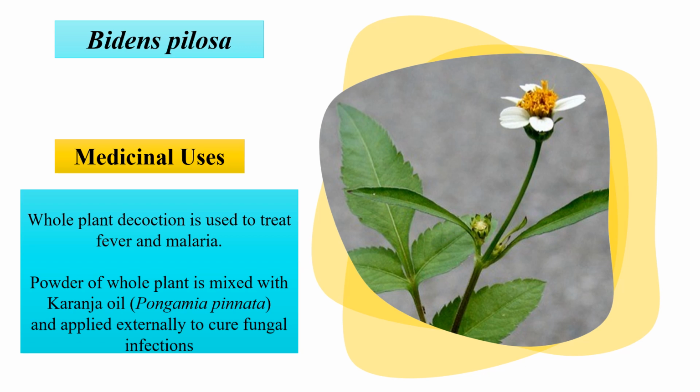So the whole plant decoction of this plant is used to treat fever and malaria, and the powder of the whole plant is mixed with karanja oil. Karanja oil is the Pongamia pinnata oil. The whole plant powder of Bidens pilosa with this oil is applied externally to cure fungal infection. So this Pongamia pinnata is also a very important medicinal plant. With this plant, we are using the Bidens pilosa to treat fungal infections.